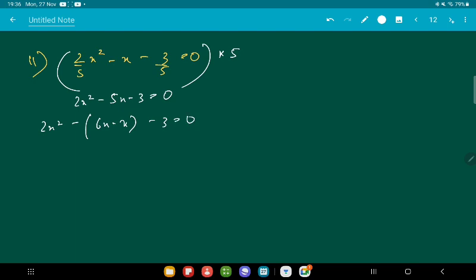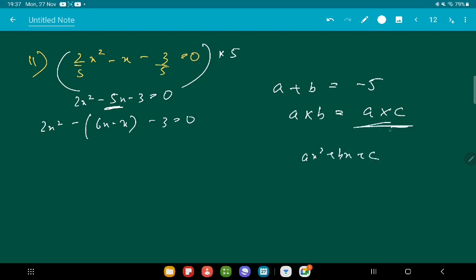See, how do you split the middle term? This minus 5 you have to create. You have to think about two numbers. If you add them, you should get minus 5, and if you multiply them, you should get a multiplied by c. If your quadratic equation is ax squared plus bx plus c, then the product of roots is ac, and summation of root is, okay, just a second, you will get confused.